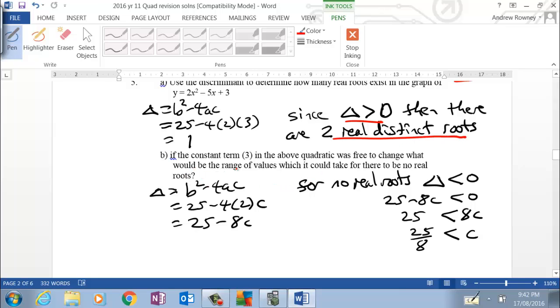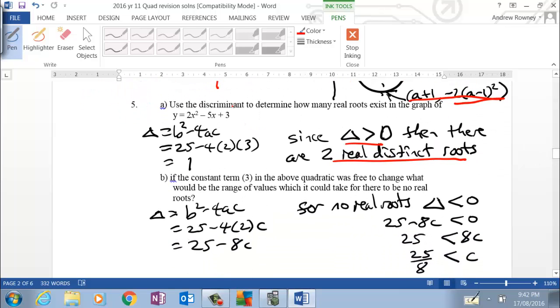This one here, it says the constant term was free to change. So instead of having the 3 there, we have just c in general. Then the b squared take 4ac is 25 take 4a, and we leave that as an unknown. It's not 3, it's c. So there's our discriminant. Now we want it to be no real roots, so we need this to be negative.